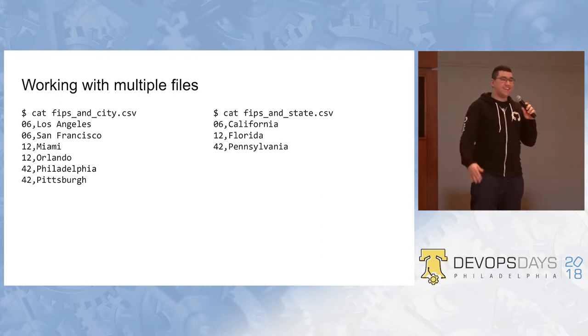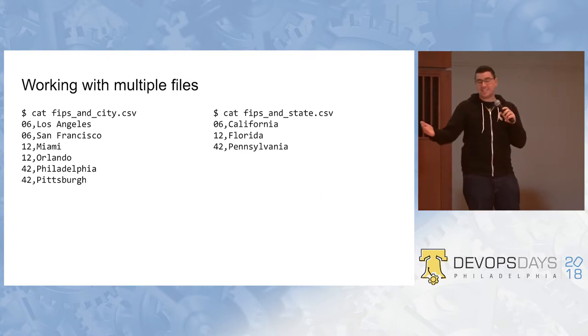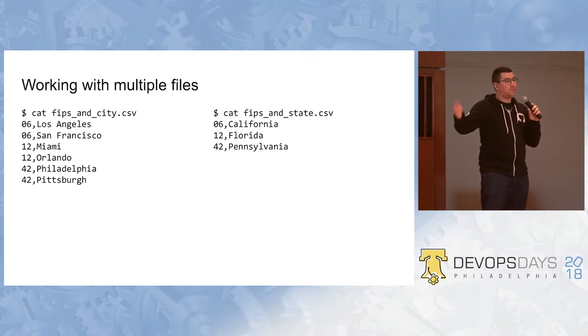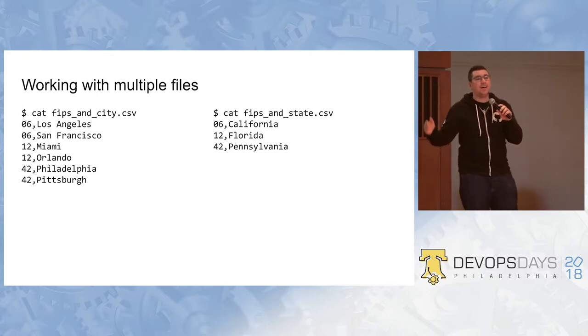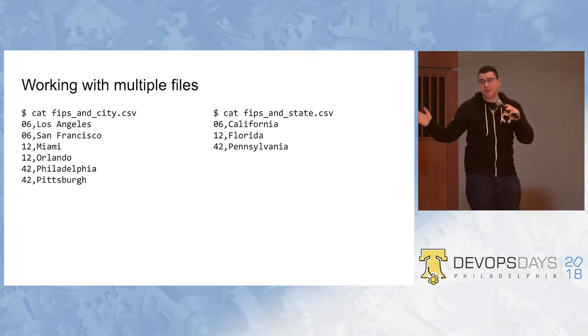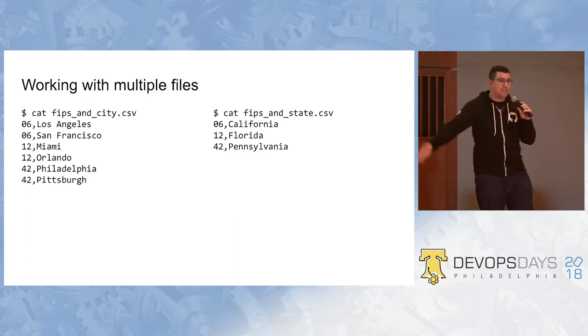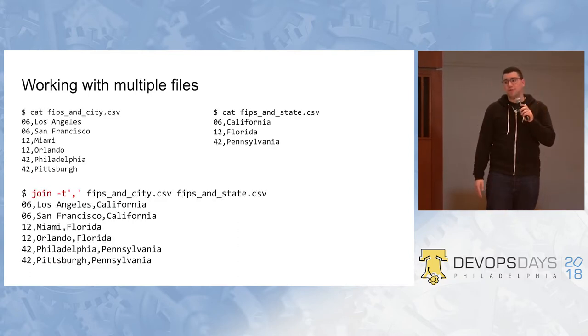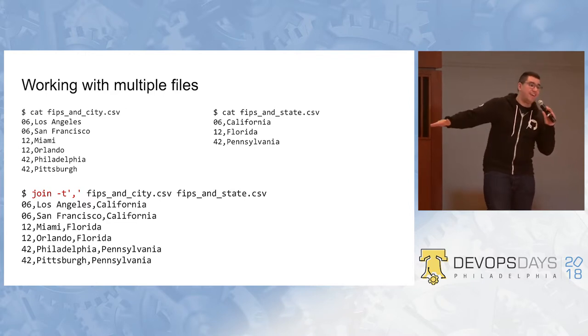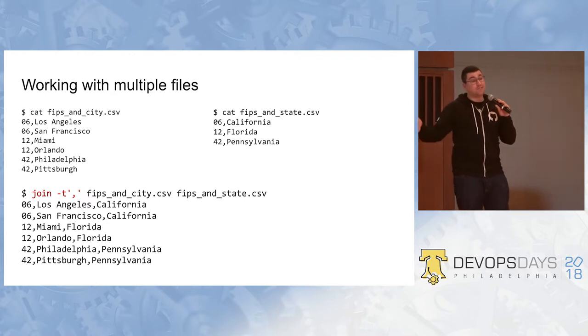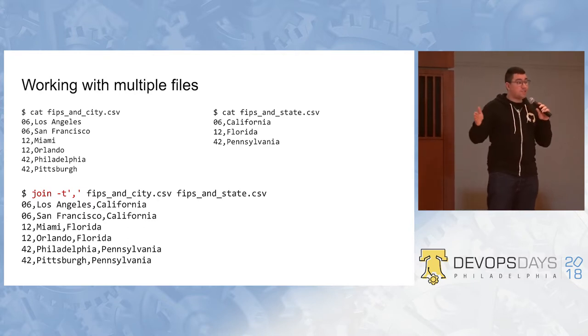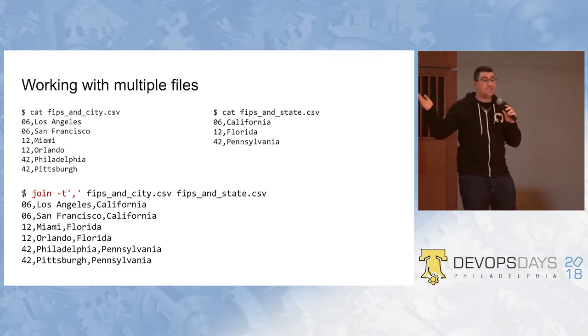Working with multiple files, you're going to have to do that eventually. So in this example, I have a FIPS code column that is common with census data. So I have two files. I have a FIPS code. How can I work those two together? Surely I'll need to import to MySQL or some type of database in order to work with those files. No, I can use the join command. It works pretty much exactly how you would expect a SQL join to work. By default, it'll work off of the first column, but there are options to do more stuff.